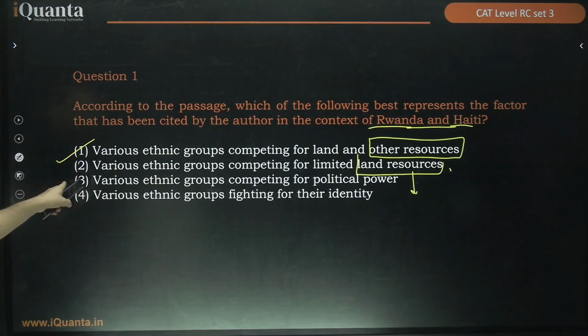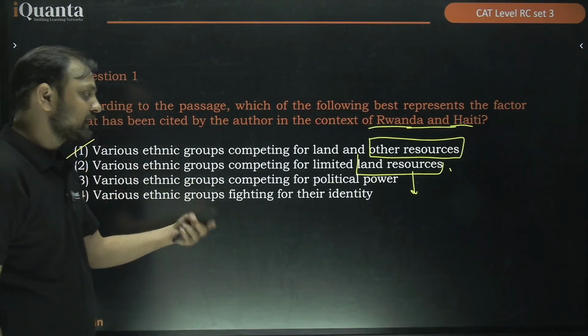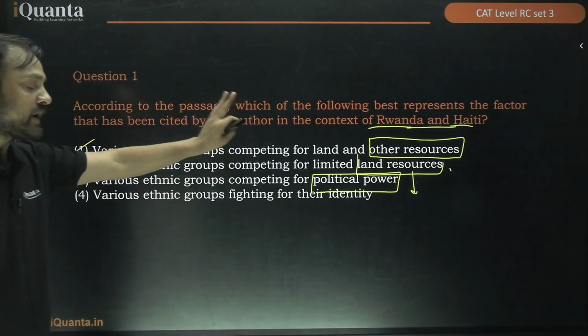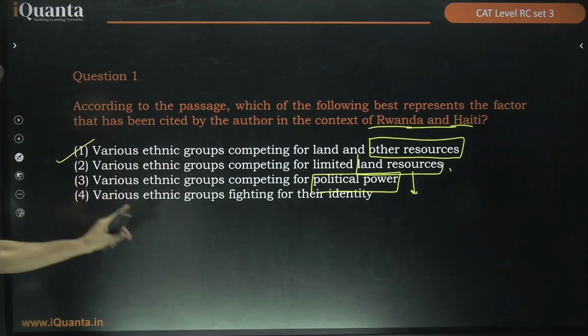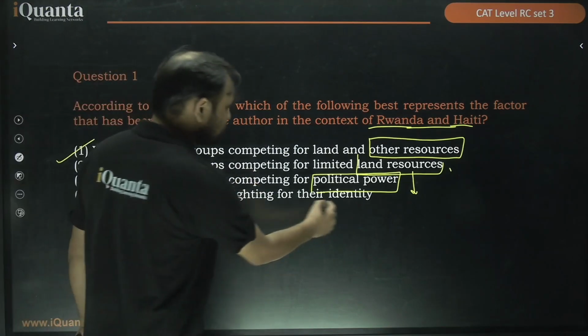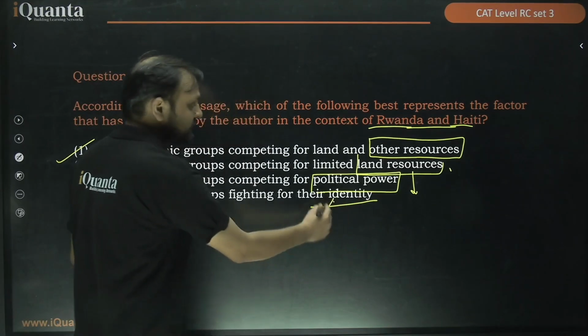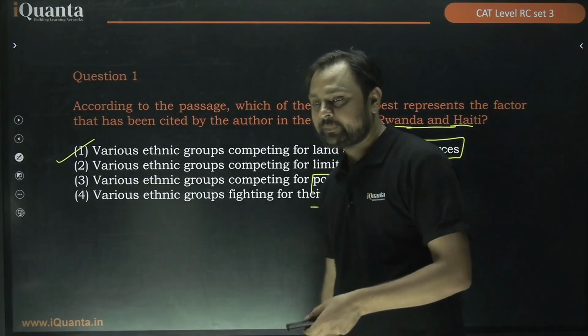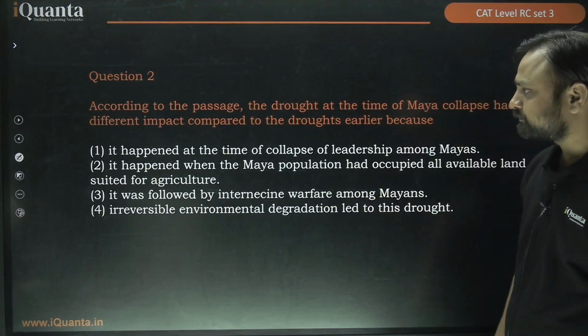And 3 says that various ethnic groups competing for political power. This is irrelevant. You have read that sentence, and political power is not being indicated. And 4 says that various ethnic groups fighting for their identity. No, identity was not very important for them at that time, only land was important. Land has been highlighted, not the identity. And now let us move to the second question.